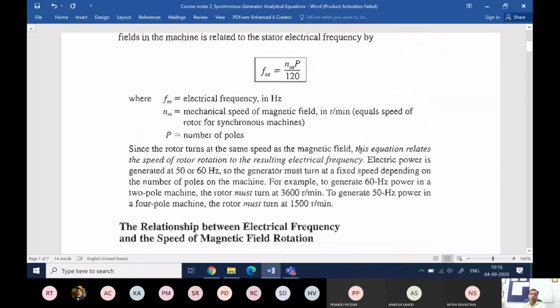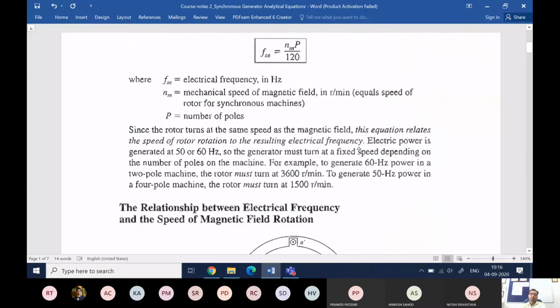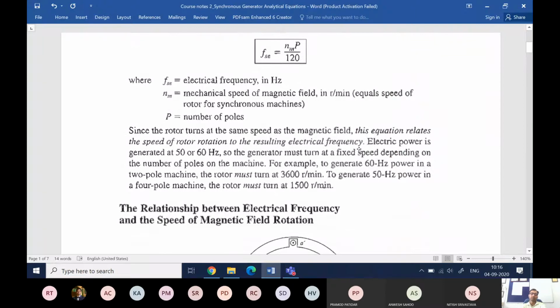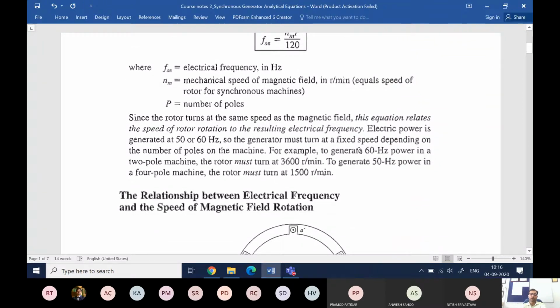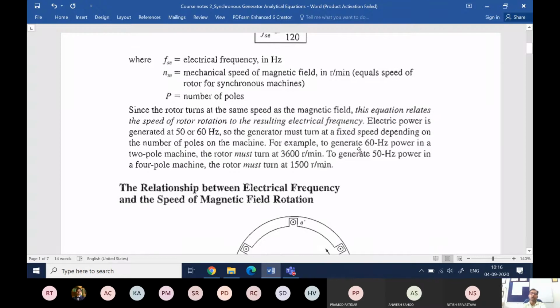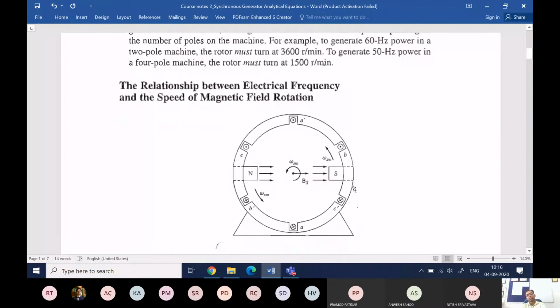Let's try to understand it conceptually, what is actually happening here, how the electrical frequency and the speed of magnetic field rotation are related. It's very conceptual and very intuitive. You can just very intuitively understand this thing. I couldn't find a figure with the poles on the rotor. So here I have a figure with the poles on the stator, but it is exactly the same either way, because it's a relative motion.